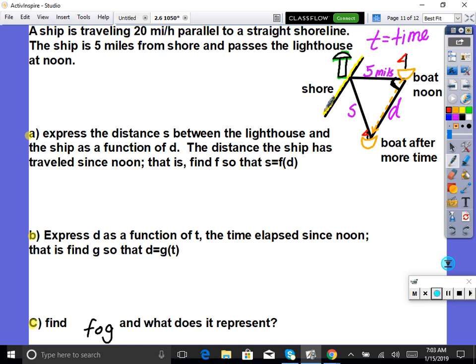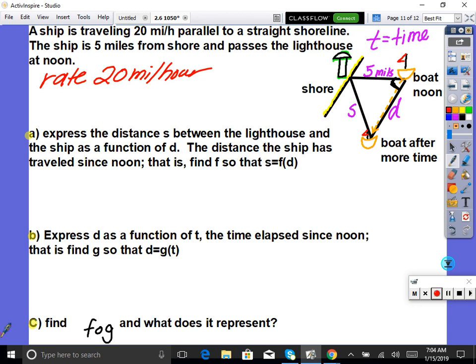So look right here. Here's the shoreline, right? This is a lighthouse, by the way. Here's the shoreline, and here's the boat's travel pattern. Do you guys see how it's parallel with the shoreline? Now it's the boat at noon, and then it's the boat after some more time. So it says right here, the ship's rate, isn't it 20 miles an hour? Okay, then it says right here, the ship is 5 miles from the shore and passes the lighthouse at noon. So notice from here to here is 5 miles from shore because it's passing the lighthouse at noon, and there's a 5-mile distance between them.